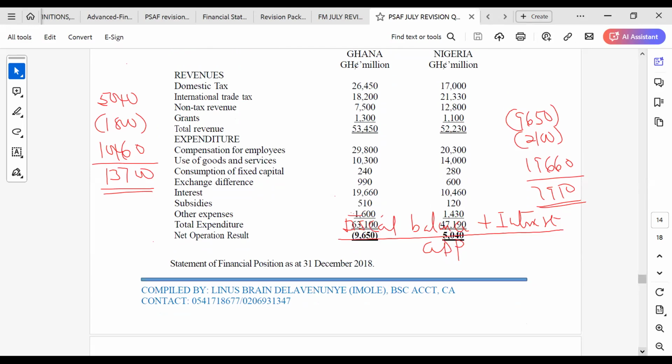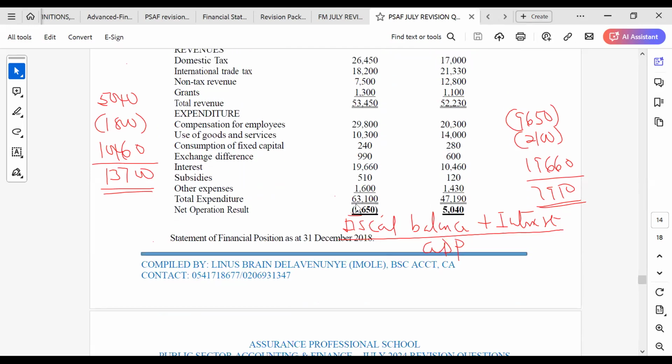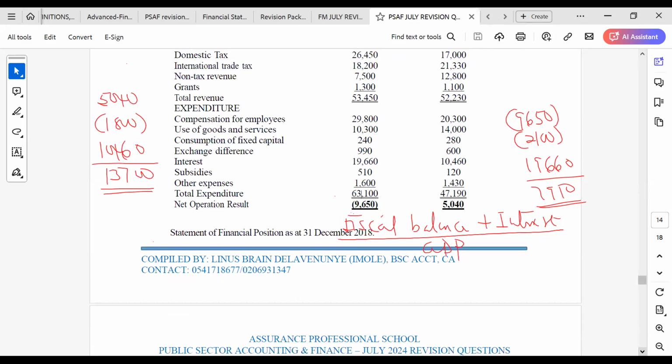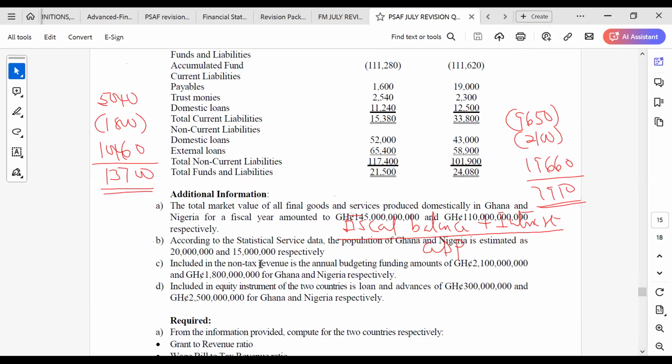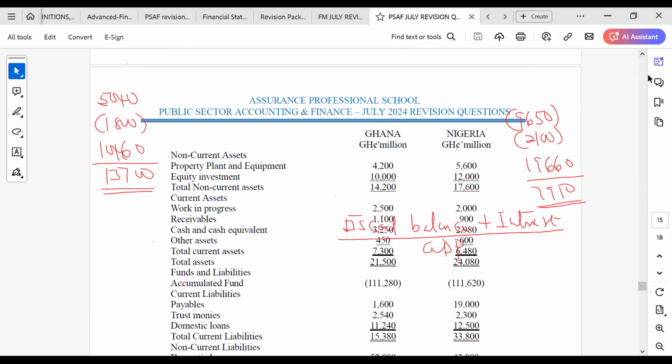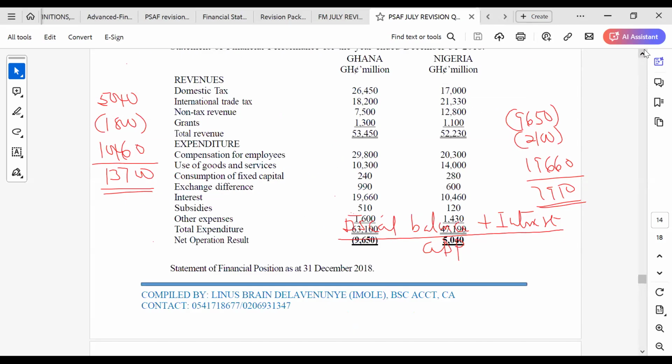All right. How is the revenue treated? If you want to get your profits, how do you treat your revenue? Revenue is an addition, and we subtract expenses from it, isn't it? Yes, sir. Included in the non-tax revenue is a revenue relating to oil, which is what we call the annual budget funding amounts. That revenue was 2,100, which should not be included over there. So our total revenue should be 53,450 minus the 2,100 that has been added to the non-tax revenue.